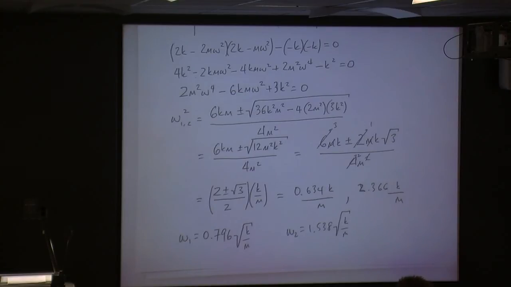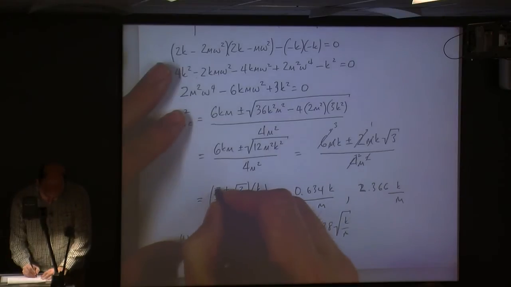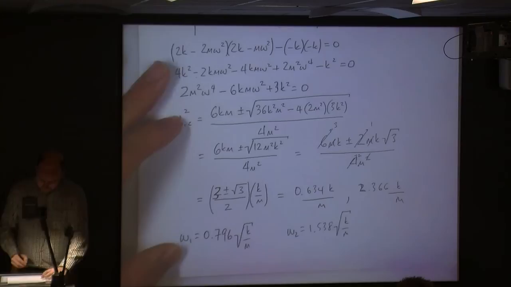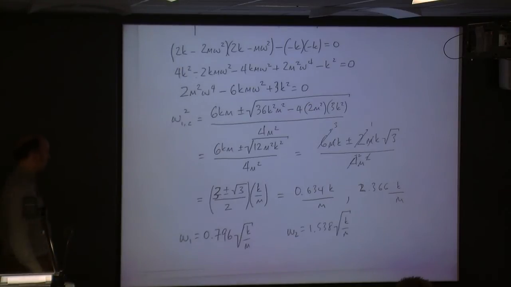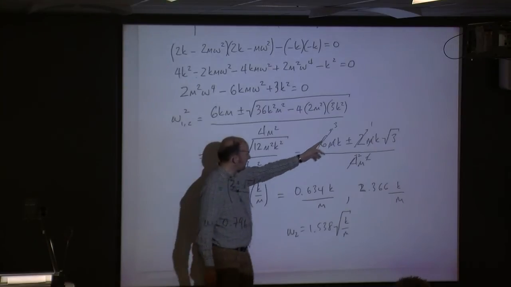Yes. 3 plus minus root 3. Yes, you're right. Sorry. Apologies. Just an oversight on my part. Yes, obviously 6 divided by 2 is 3.